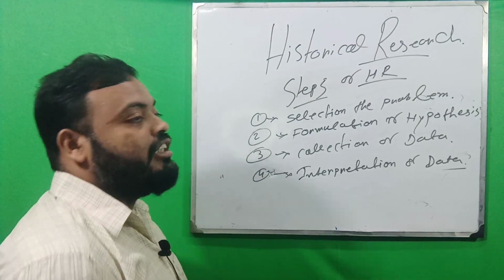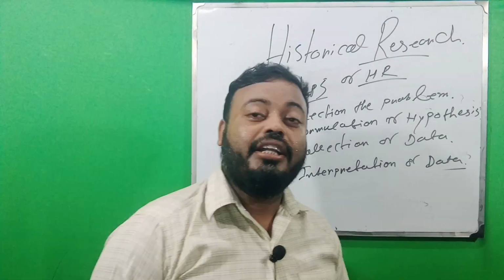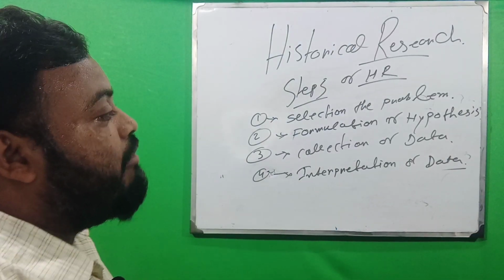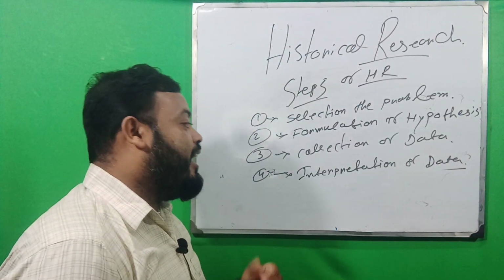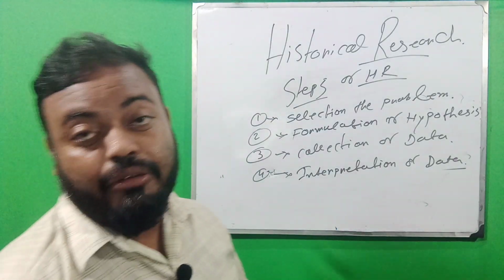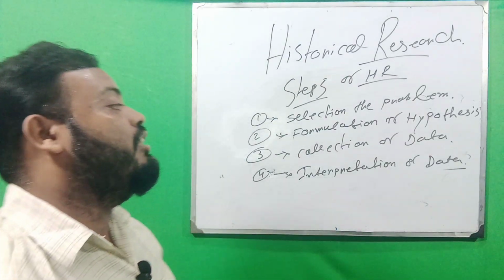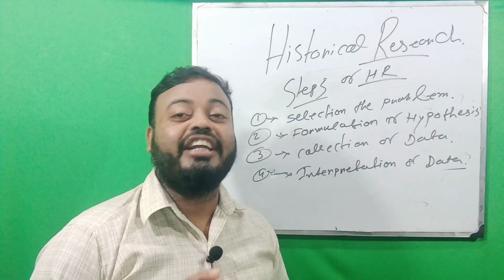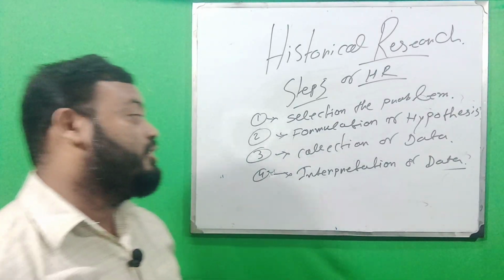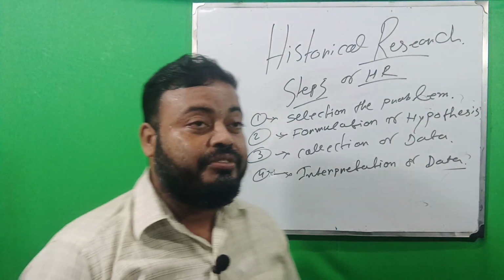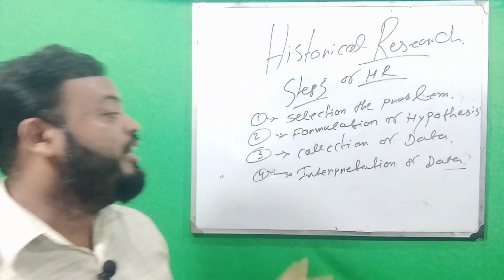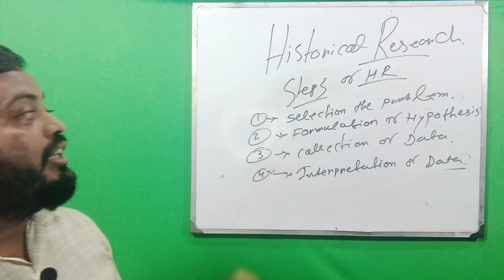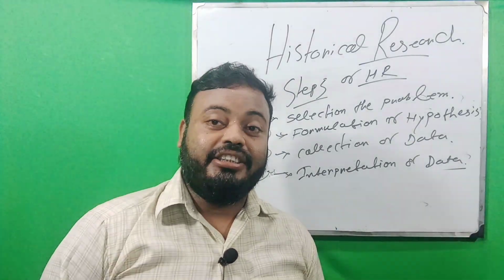Next, the collection of data. When the researcher knows the problem clearly, he must collect the data. And next he is responsible for the interpretation of the data, which he has collected from the society or from the selected areas. At that time he must interpret the data for further research. So those are the steps of historical research.